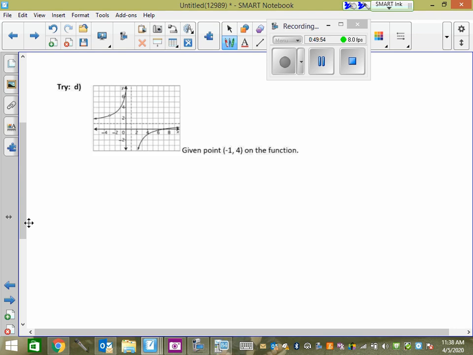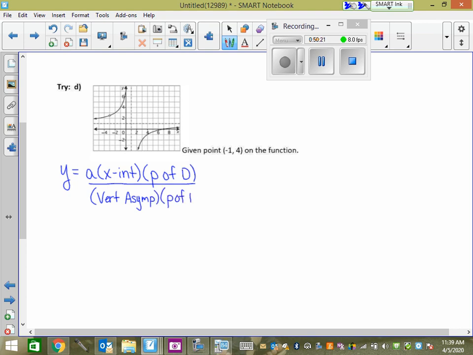D is not just a line this time, so we're actually going to have a vertical asymptote. So remember, in order to get our equation, we're always going to go y equals a, x-intercept, point of discontinuity. What if there isn't a point of discontinuity? Well, then we would leave those brackets off, right? Just like we left the vertical asymptote one off. Vertical asymptote, and then P of D. So we need all those pieces in order to fill it in. Okay? So, do our X-intercept first.